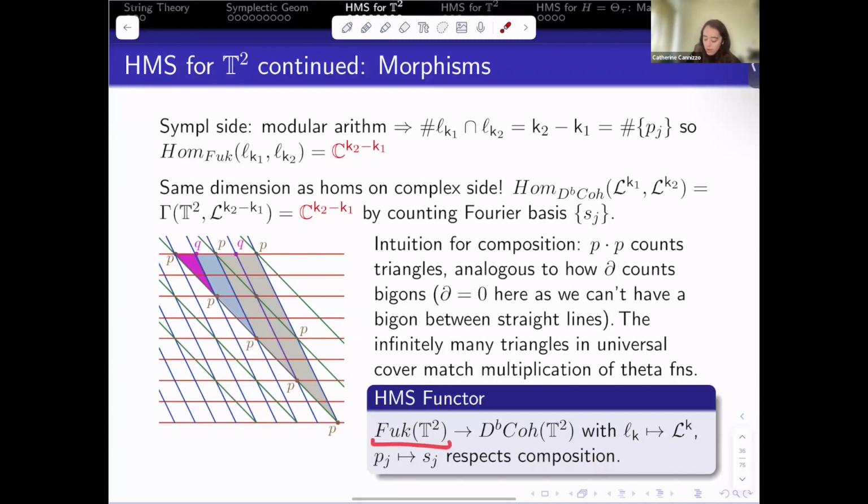So the Fukaya category of T2 mapping to dB-co of the mirror. On objects, it sends a slope k Lagrangian to a degree k line bundle. It sends the jth intersection point to the jth section, and it respects composition. So if we multiply two intersection points, count the triangles, and then map to the corresponding section, it's the same as if we multiplied the sections corresponding to the original points.